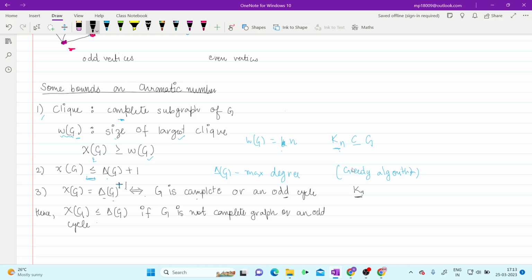But the interesting thing is that this bound is attained only for these graphs. So we have seen one way around, but the converse is also true, that if the chromatic number is equal to maximum degree plus 1, then G will be either a complete graph or an odd cycle. In other words, this can be restated in this manner: if G is not a complete graph and not an odd cycle, then the chromatic number will always be less than or equal to the maximum degree of the graph. So is the last statement clear to everybody?